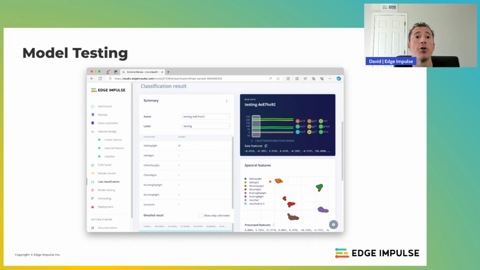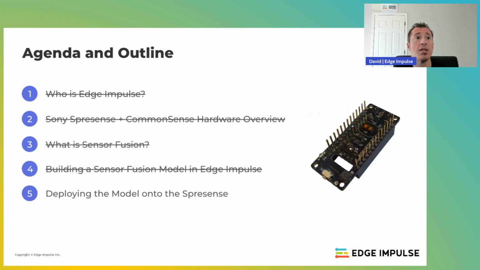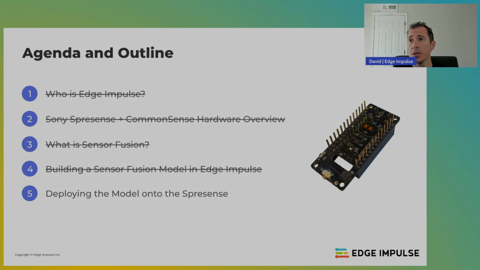And we can see here the classification result of one of those samples. And again, you can see the spectral features are clustered out very nicely. So with that said, we've got our model built. The next thing we'll do is deploy it onto the Spresense.